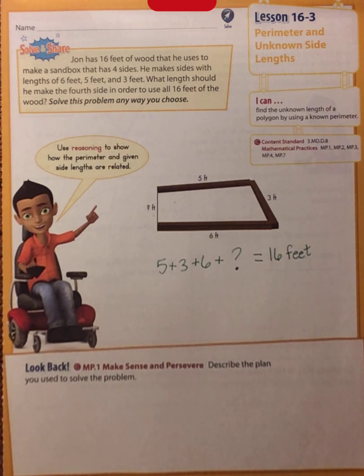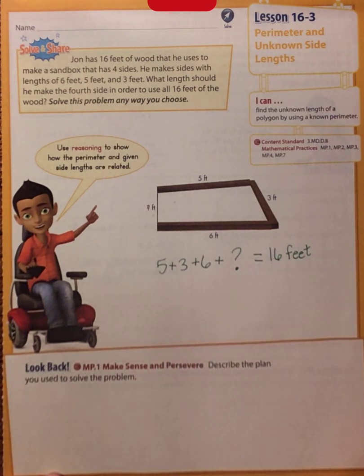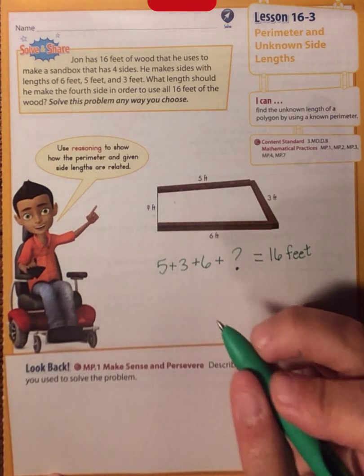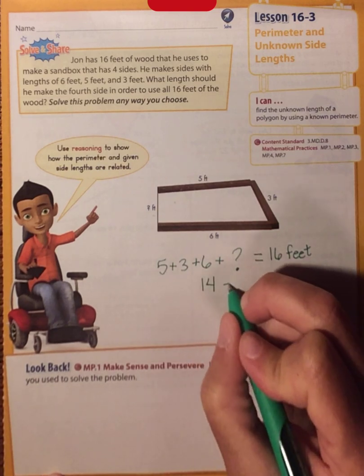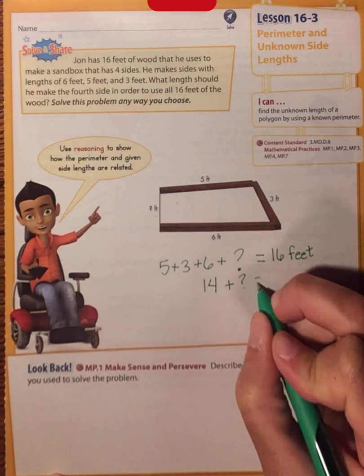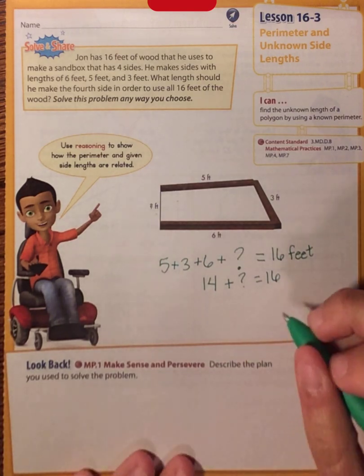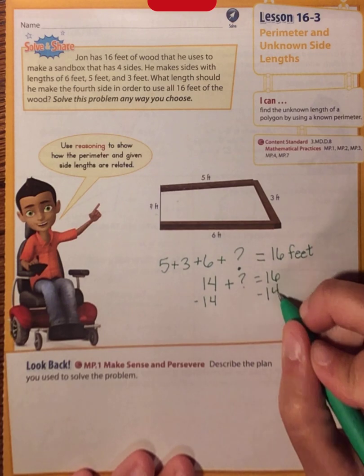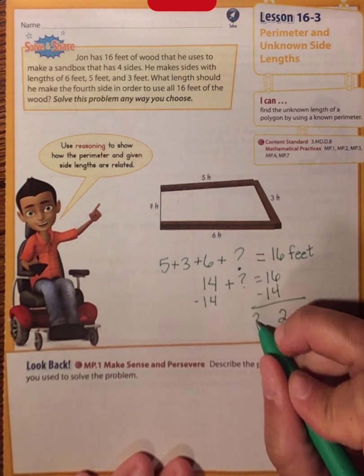Well, if you remember from what you did on your homework assignment, you're going to add together what you already know. So 5 plus 3 plus 6, that is 8 plus 6 is 14. So 14 plus something equals 16. And we know in order to solve an unknown addition problem, we just subtract. So we're going to get the 14 onto this side. So we have 16 minus 14 equals 2.